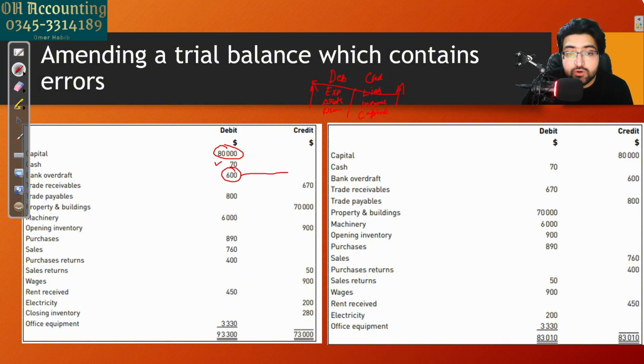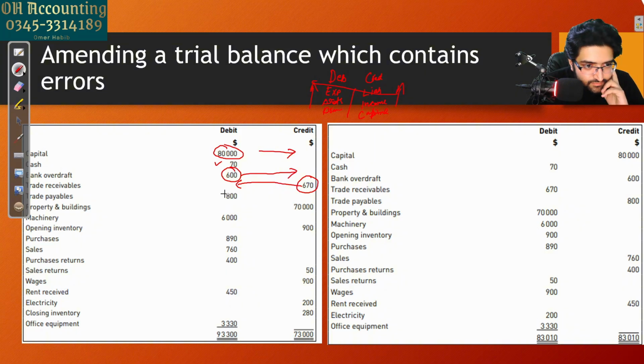So this should be on the credit side. Okay. And in the corrected trial balance, we have moved this to the credit side. Trade receivables are an asset. Assets should be on the debit side when they increase, and they usually have a debit balance.